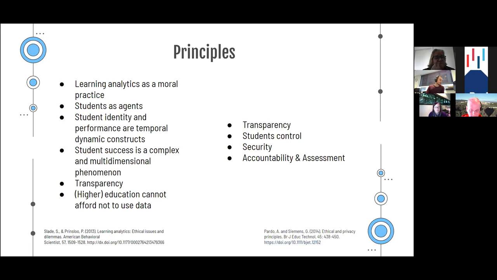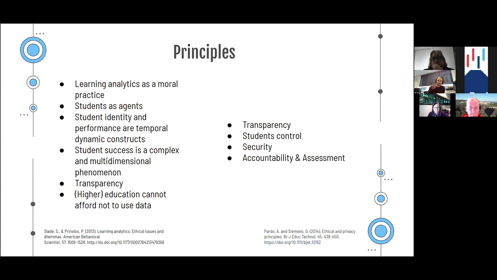So back in 2013 and 2014, two important sets of policies emerged in work by Slade and Prinsloo, and as well Pardo and Siemens. Both of those sets of policies test the potential of learning analytics to collect detailed information about how students learn, providing means for changing how learning experiences are conceived and how analytics can be deployed. So learning analytics basically was about to change the world we knew at the time.